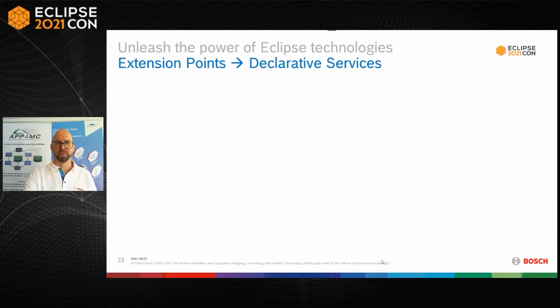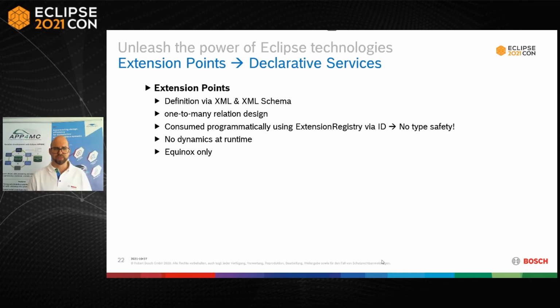The next topic is one of my personal favorites. If you know me, you can probably laugh now, because declarative services are one of my favorites. So what are extension points? Extension points are a kind of service approach in Eclipse. You have a definition via XML and XML schema, but by definition, it's a one-to-many relation design. So one plugin defines an extension point, and then other plugins can contribute to this plugin. This is the design idea behind an extension point.